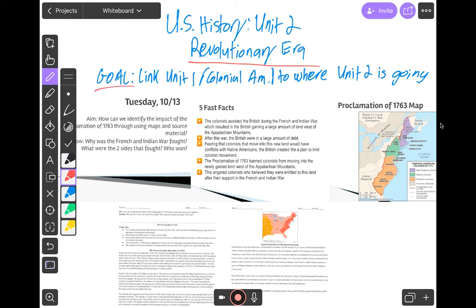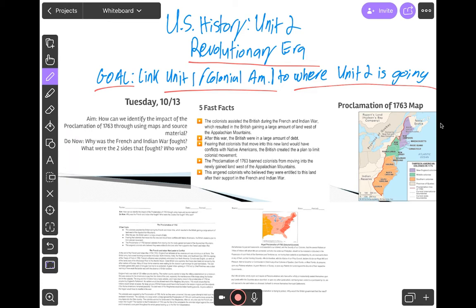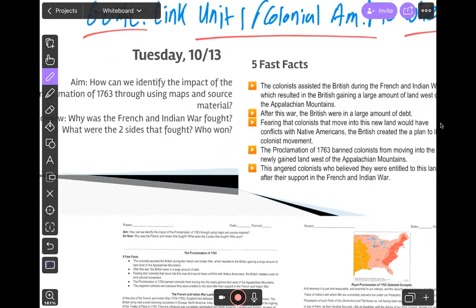Really, our goal today is trying to link Unit 1, the unit we just finished where we studied colonial America, to where Unit 2 is going. One of the things we want to stress is that in US history, this is kind of a continual story. Just because we finished with Unit 1 focusing on colonial America, that doesn't mean that we just stop right there and move on to a different topic. We really want to focus on connecting these units and these stories and figuring out how there are multiple connections throughout US history. Okay, so we'll get into our work for today.